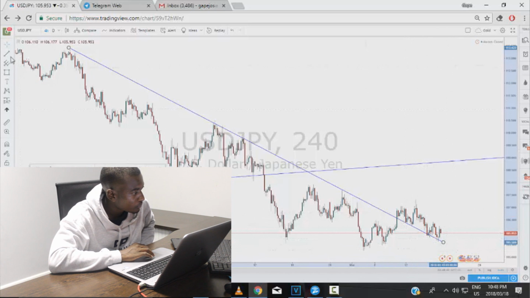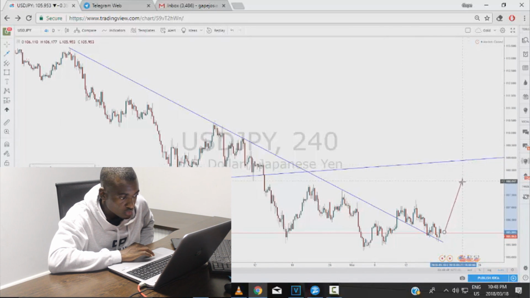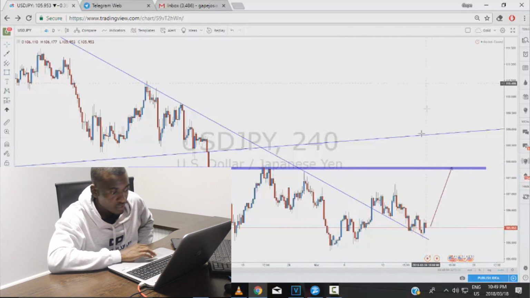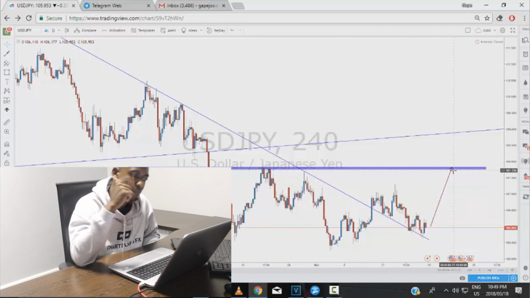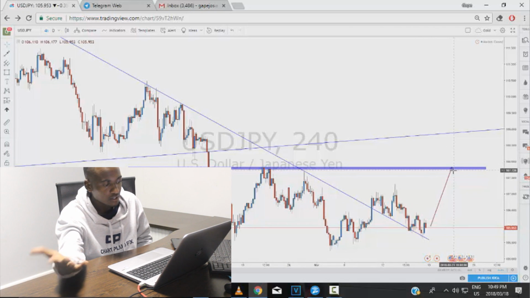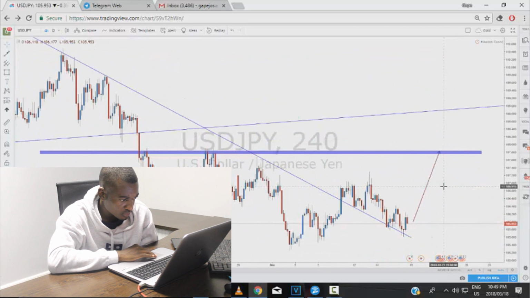So what I would say is, I wait for the Monday daily candle to close, but I expect price to come back to these highs again. Because of dollar strength, price may come back to these highs before you can actually start thinking of shorting it anymore. I believe price may go back to those highs before we see any different movement. So that's my USD JPY.